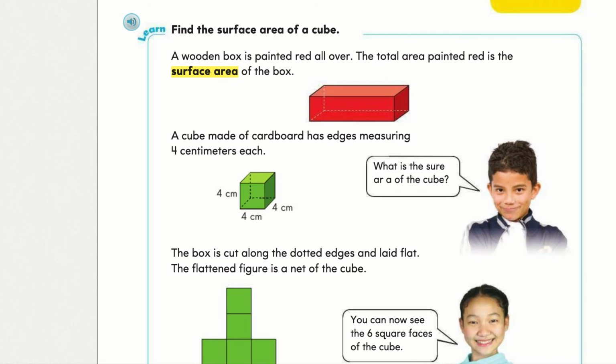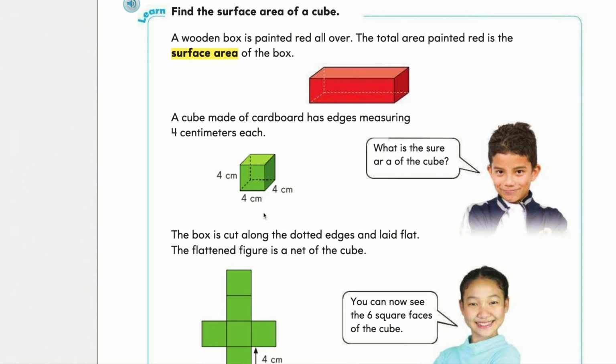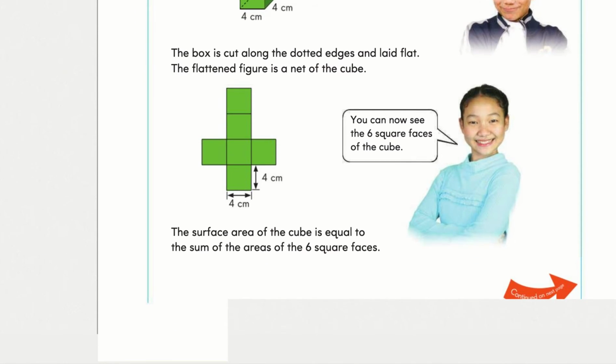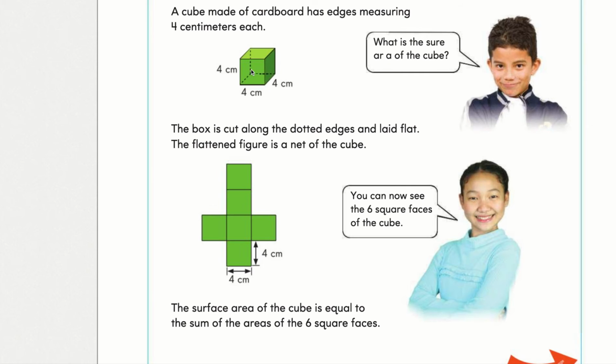Let's take this example of a cube made out of cardboard that has edges measuring 4 centimeters each. So we're going to figure out the surface area of the cube. If we were to cut this cube apart along these dotted edges and lay it flat, the flattened figure would look like this. And the flat figure is what we call the net of a cube. So you can see it laid flat, that's called the net.